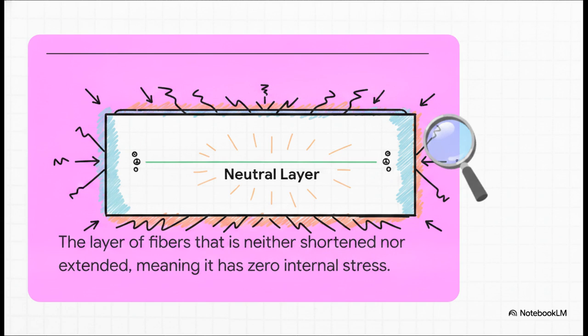Amidst all the chaotic stretching and squishing, there is a zone of perfect peace. We call this the neutral axis, or the neutral layer. It's a specific layer of fibers inside the beam that is neither shortened nor extended. Because its length hasn't changed by a single microscopic fraction, it's not stressed at all. Literally zero stress right in the beating heart of a bending beam.